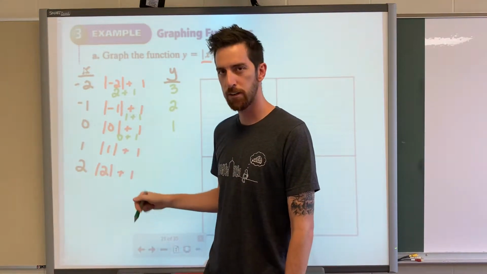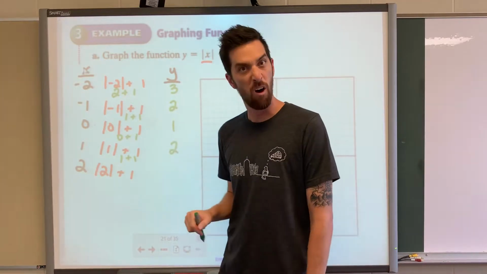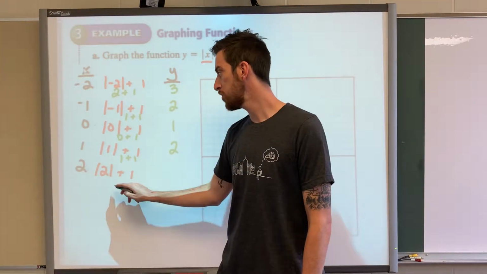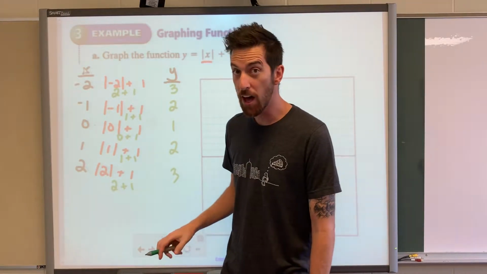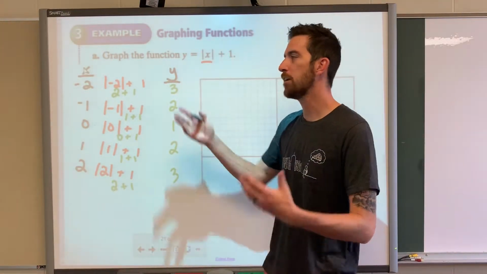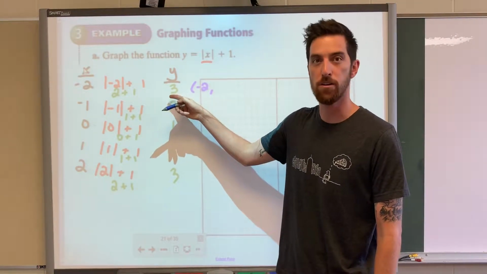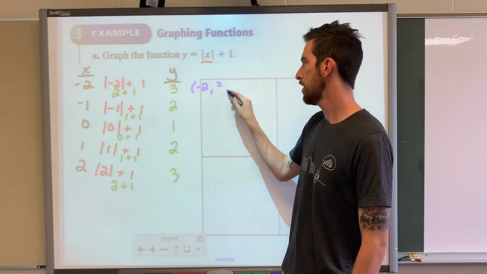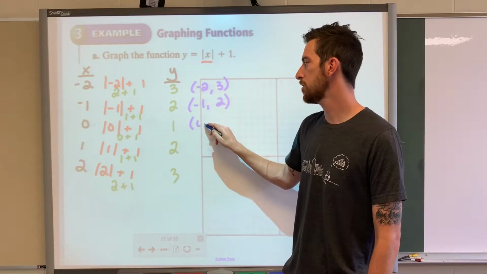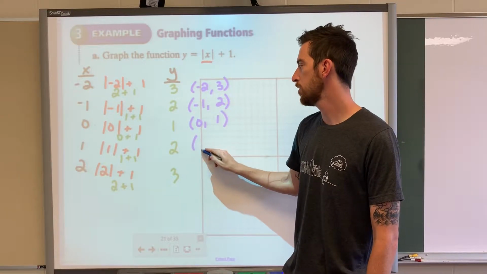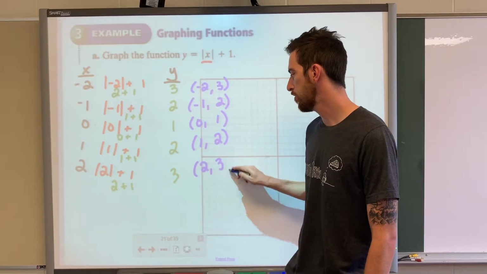However, what's the absolute value of 1? 1 plus 1 is 2. What? Absolute value of 2 is 2 plus 1 is 3. What? So these coordinates, our input was -2 and our output, our y value is 3. Here we put in -1, got out 2. We put in 0, we got out 1. We put in 1, we got out 2. We put in 2, and we got out 3.